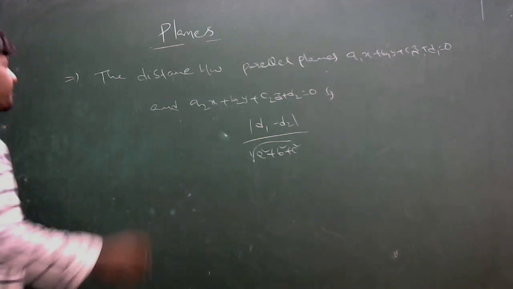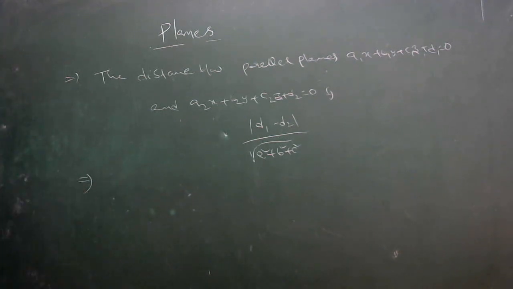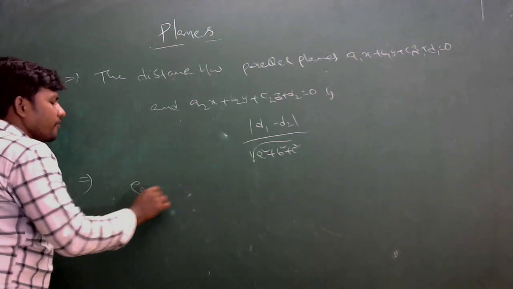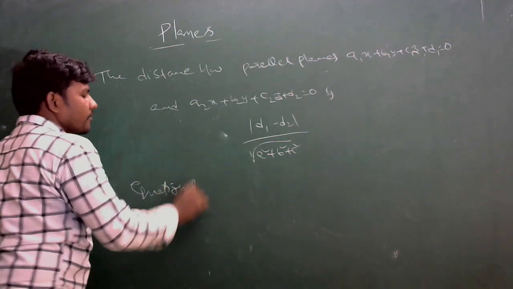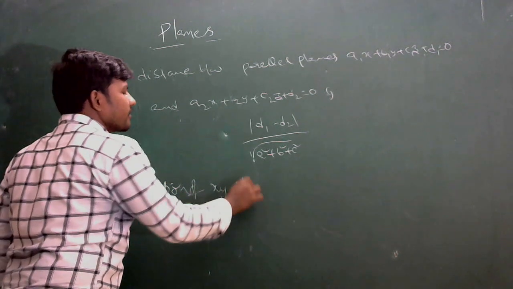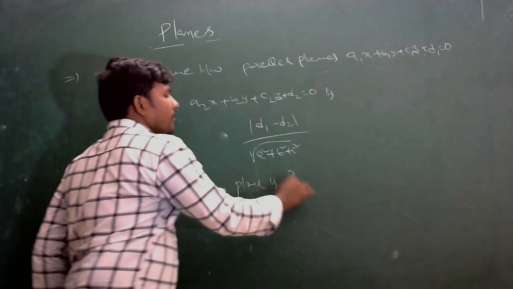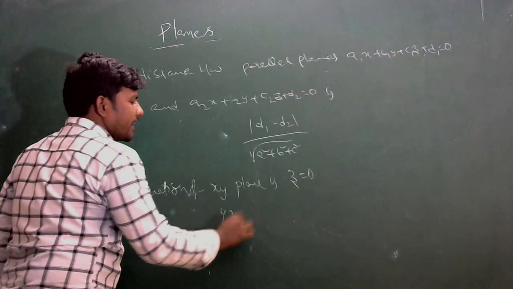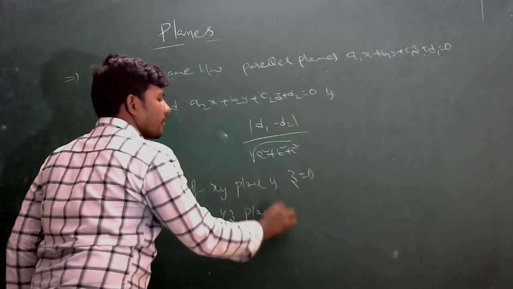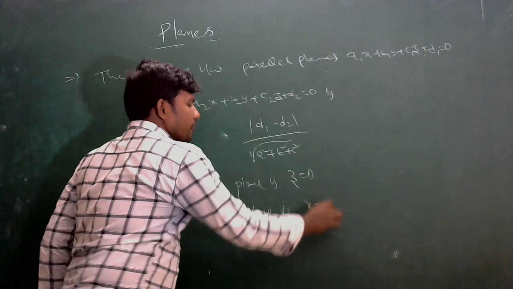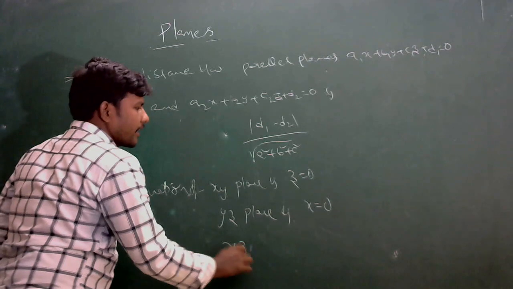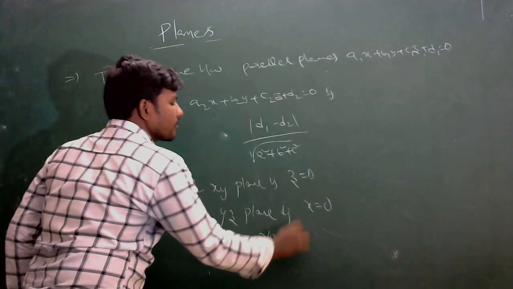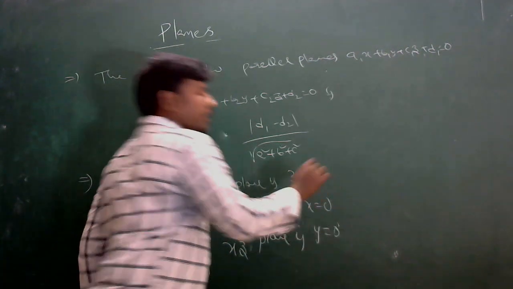Next, the equation of the xy plane is z = 0, the yz plane is x = 0, and the xz plane is y = 0.